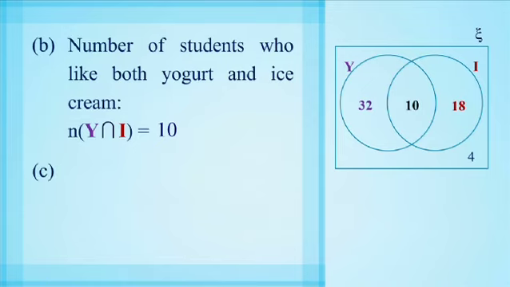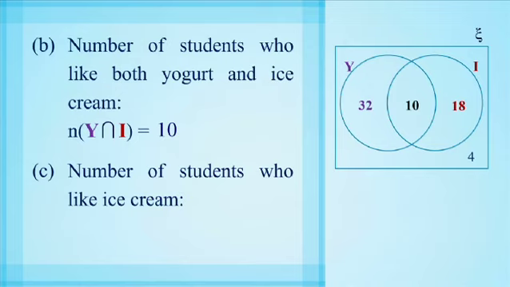Part C. Number of students who like ice cream. From the Venn diagram, we see that there are two cardinal numbers inside the set I, that is 10 and 18. Therefore, the number of elements in the set I is 10 plus 18, which is equal to 28.